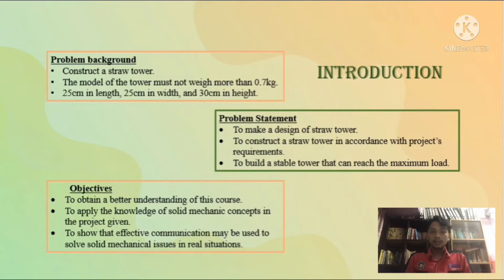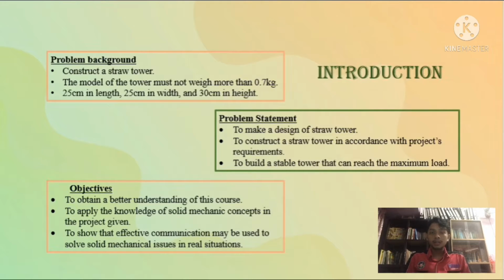As you can see on the screen, following is the problem statement of the project, which is to make a design of straw tower, to construct a straw tower in accordance with the project's requirements, and lastly is to build a stable tower that can reach the maximum load.